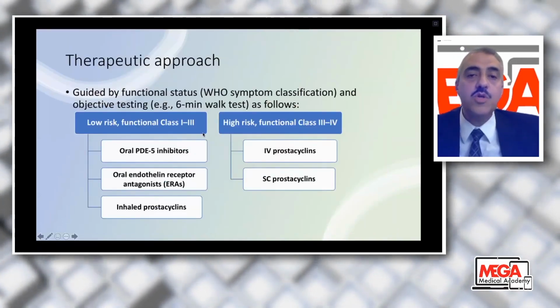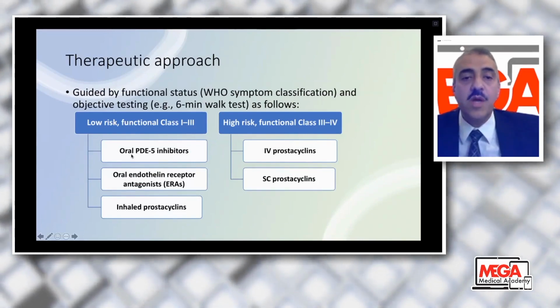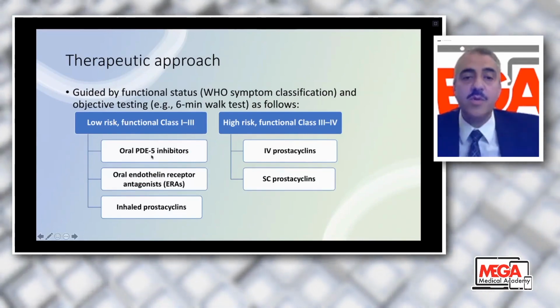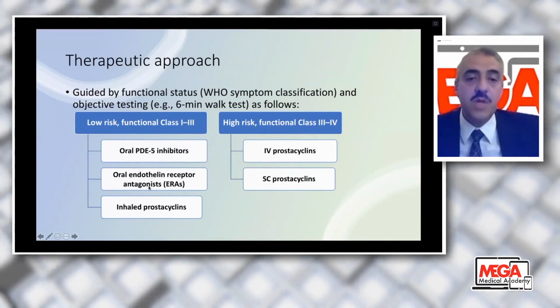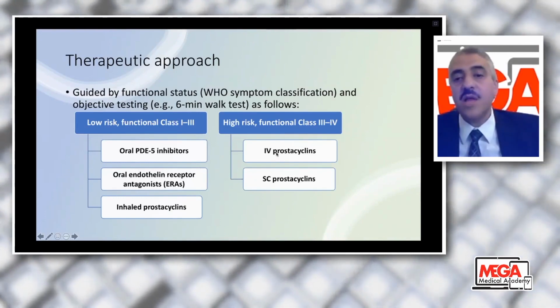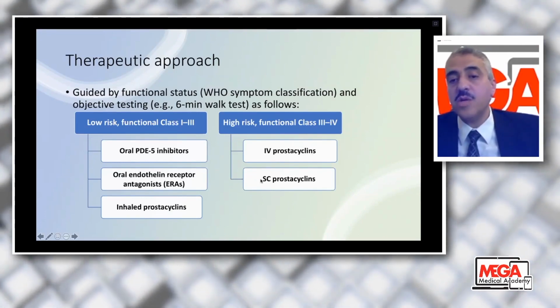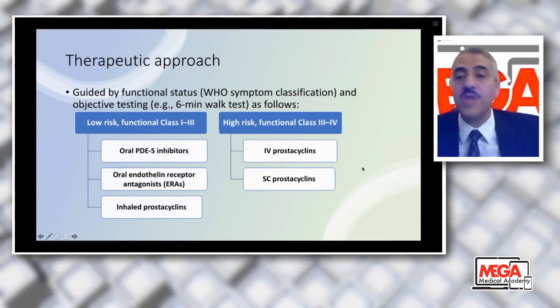Therapeutic approach is usually according to the severity of the disease. Class 1, 2, or 3 patients usually receive oral phosphodiesterase inhibitors like sildenafil, or oral endothelin receptor antagonists, or inhaled prostacyclin. Heavy missiles like IV prostacyclin or subcutaneous prostacyclin are used for patients with class 3 or 4.